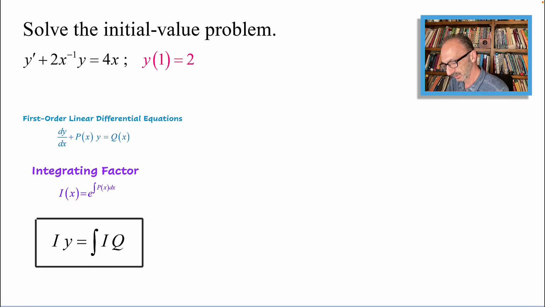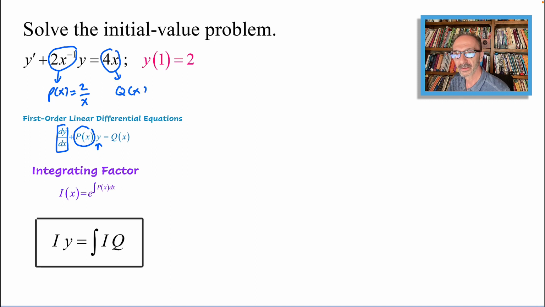So just a quick hint, make sure that you start correctly by picking what is p of x and what is q of x. So p of x is the function in front of y when this is just dy dx. So this is my p of x. So p of x is clearly 2 over x. And this right here will be q of x.